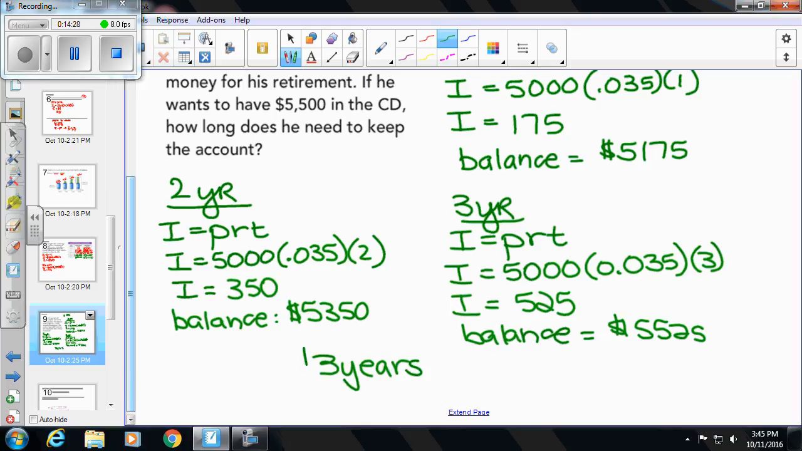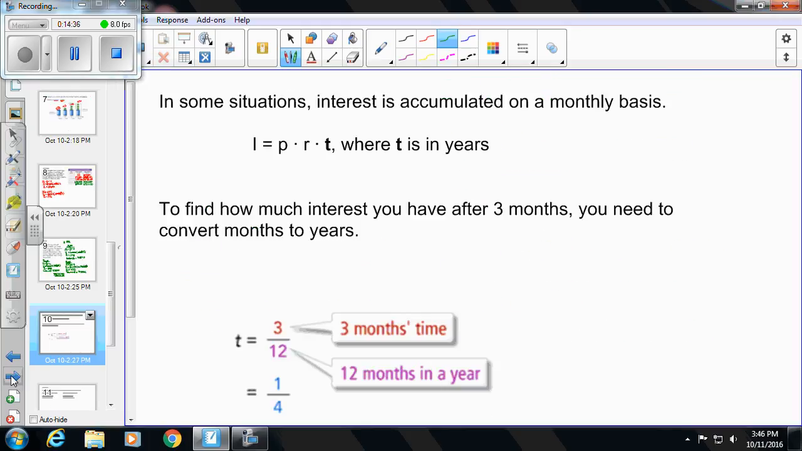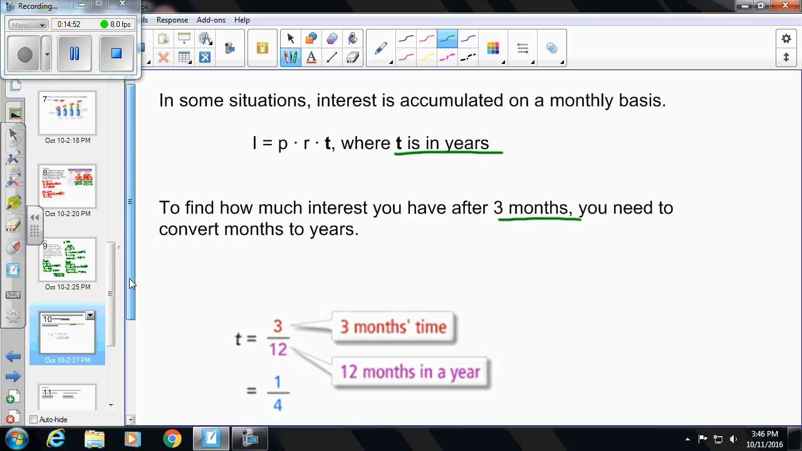Not too bad for having money just sit around. Sitting around in the bank, it made $525. Pretty good. All right. So now, in some situations, interest is accumulated on a monthly basis. Interest equals principal times rate times time, but time has always been in years. What if we only have it in there for 3 months? We need to convert months to years.